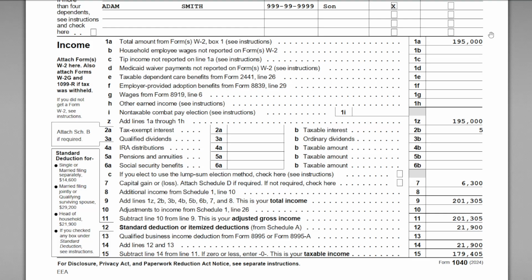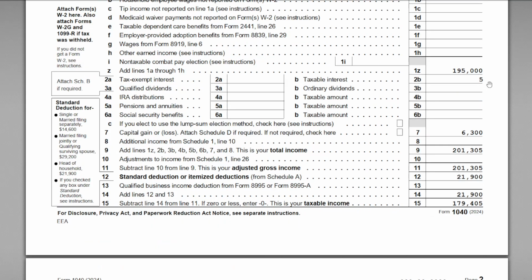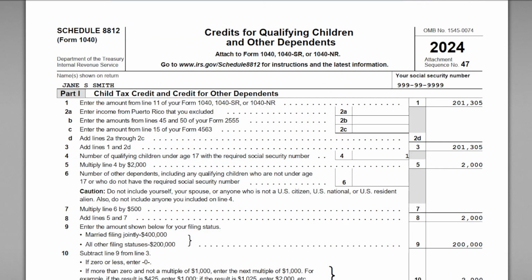Now her income, she's on a salary, her W-2 wages $195,000. She has a little bit of investment income there, taxable interest, and she has some capital gains for the year from the sale of stocks. So her total AGI, line 11, is 201,305. Right, and that's important because when we have a look at the 8812, we'll find that there's going to be a phase out on the CTC amount.